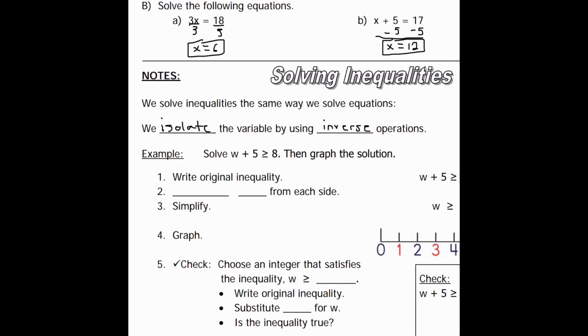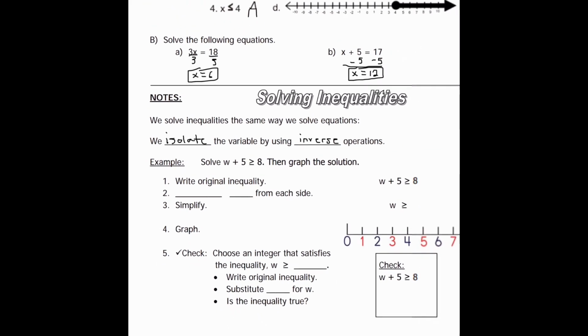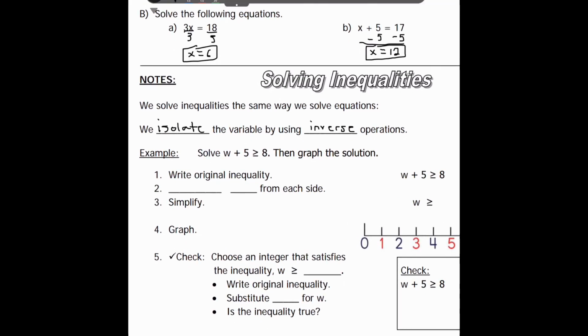For example, if we're going to solve w plus 5 is greater than or equal to 8, we are going to use the following steps. And then in this example, we're going to graph our solution. So number 1, write the original inequality. We have done so to the right over here.